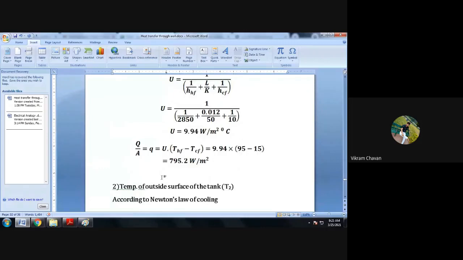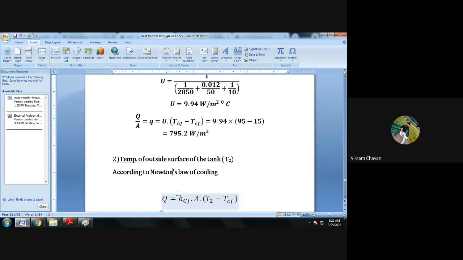Now, the second thing, we have to determine the temperature of the outside surface of the tank. We have determined Q/A, and we use the same Q/A because the overall heat transfer rate across the wall is the same. So we can determine the temperature of the outside surface of the tank by using Newton's law of cooling, which we used in our derivation.